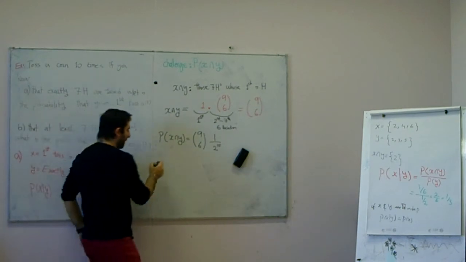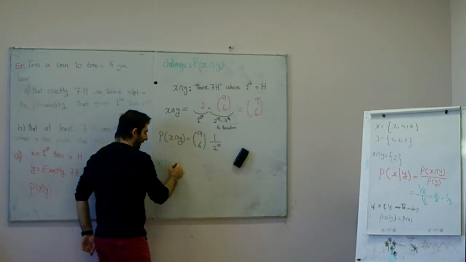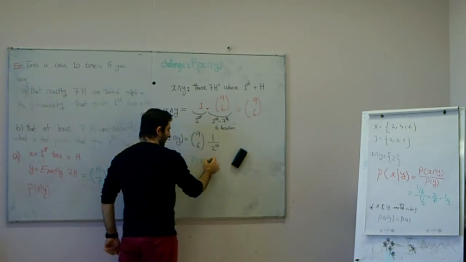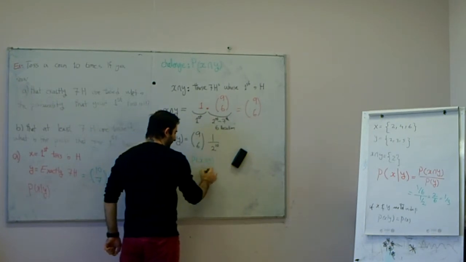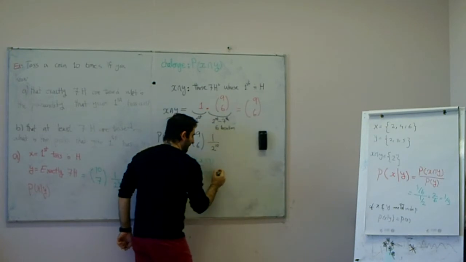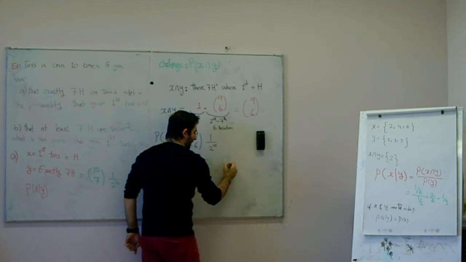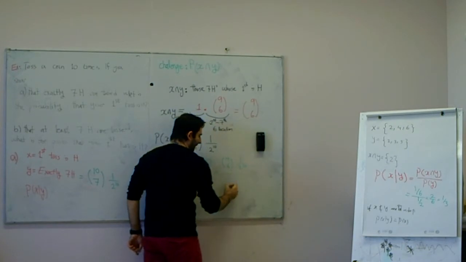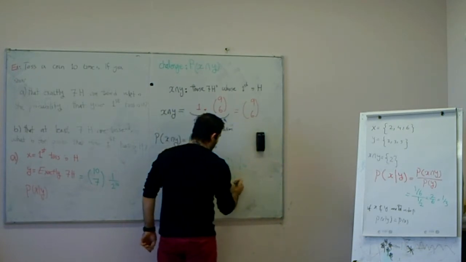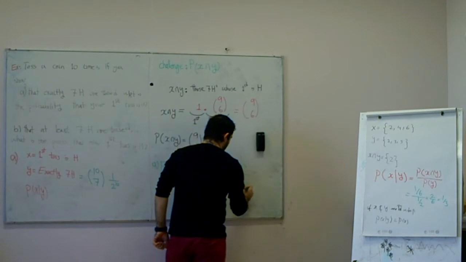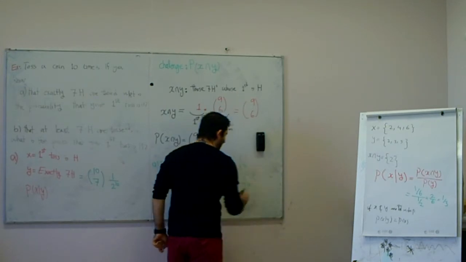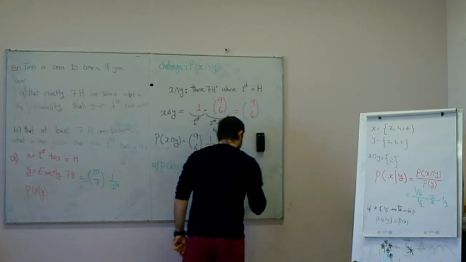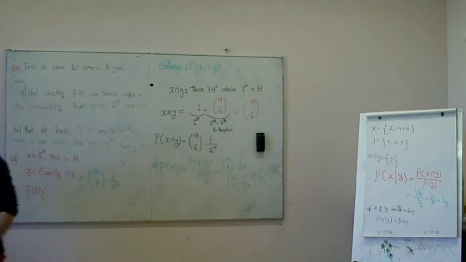So for part A, I need to calculate P of X given Y, which is P of X intersected by Y divided by P of Y. Which is C(9,6) multiplied by 1 over 2 to the power 10, divided by C(10,7) multiplied by 1 over 2 to the power 10, and the result will be 7 over 10.